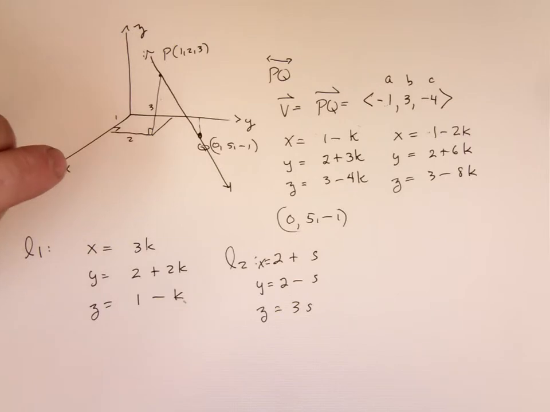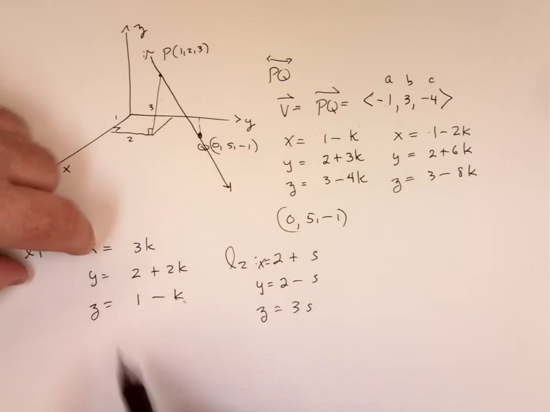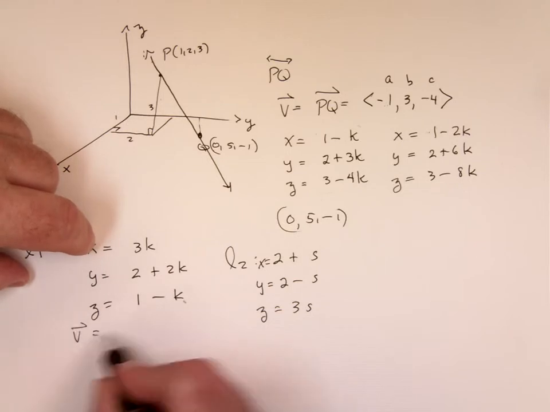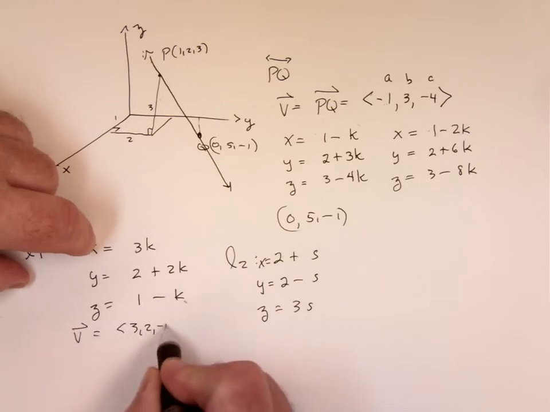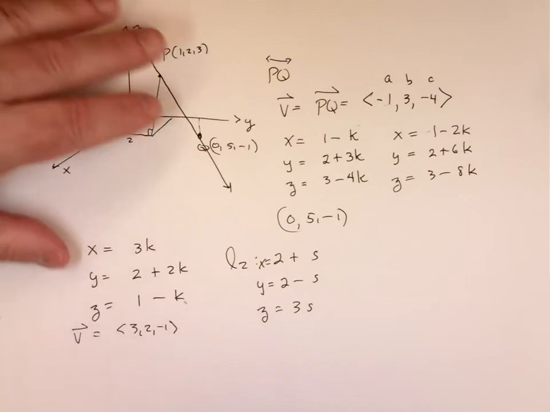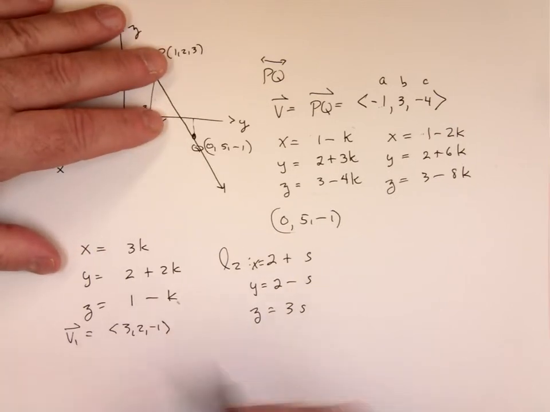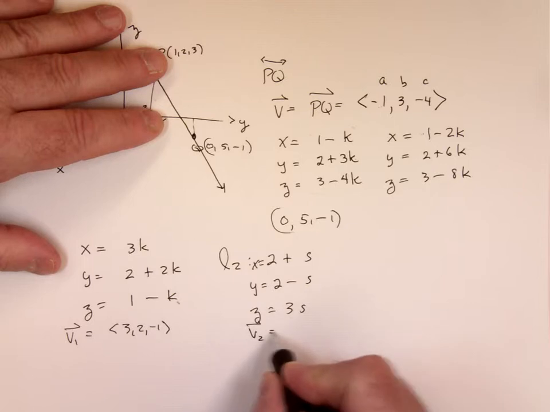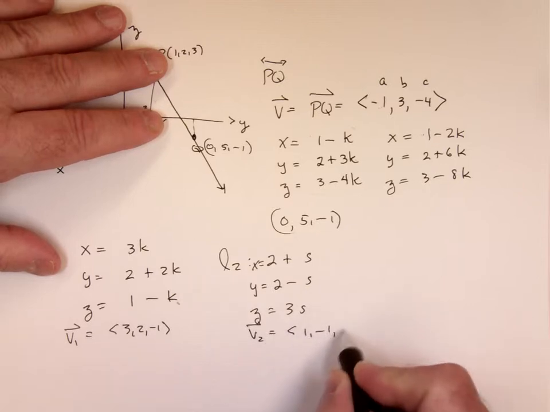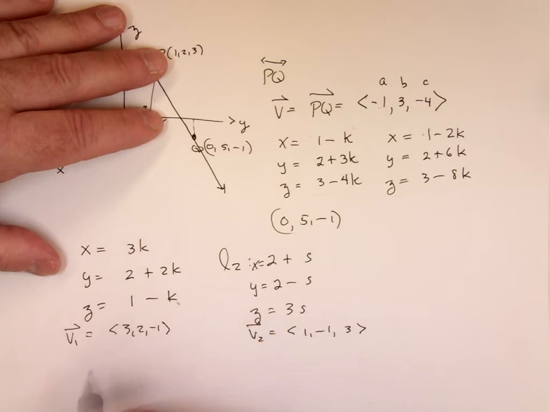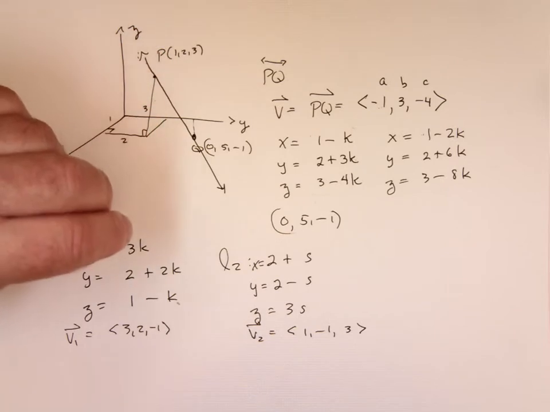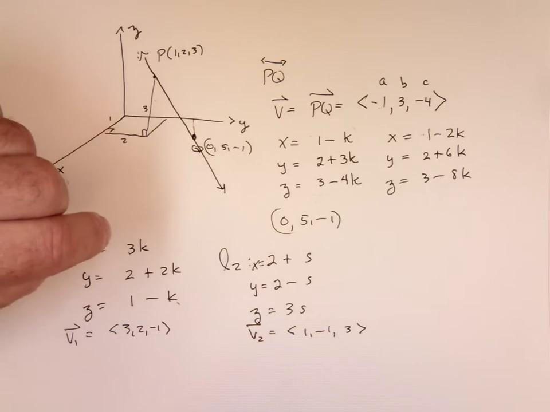Is it possible they could be the same line? Just by looking at this and making some... No, they can't, because of the direction vector. This direction vector here is 3, 2, negative 1. This line is parallel to that vector. The direction, you call it V1. V2, this direction vector, is 1, negative 1, 3. These are not a constant multiple of each other. They are not going in the same direction. If your direction vectors are not parallel, they can't be the same line.